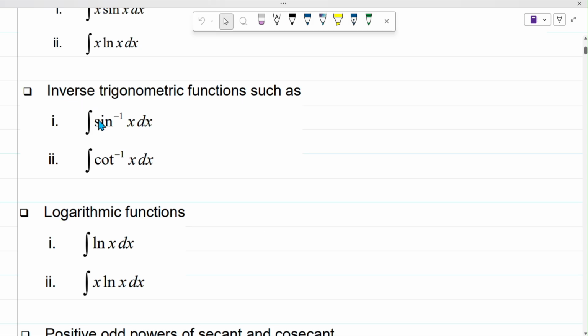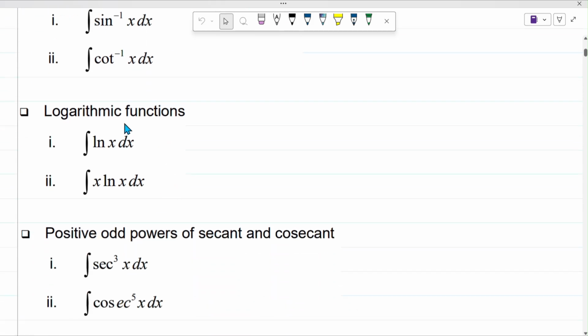Sometimes you'll just have the integration of just one function. For example, an inverse trigonometric function, it will just be an integral of only that inverse trigonometric function. So you need to know that in situations like this, we apply integration by parts. Of course I'm going to show you how it's done. For now, I'm just letting you know that if you come across this type of situation, then we're going to apply integration by parts. Of course I'm going to do examples, so stay tuned.